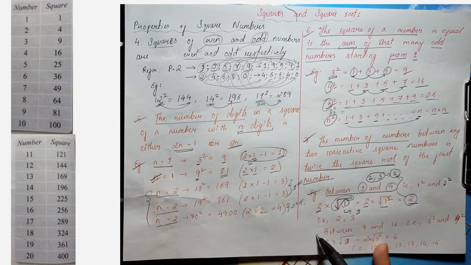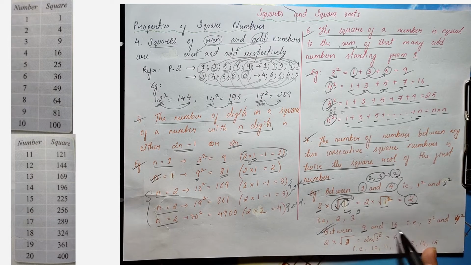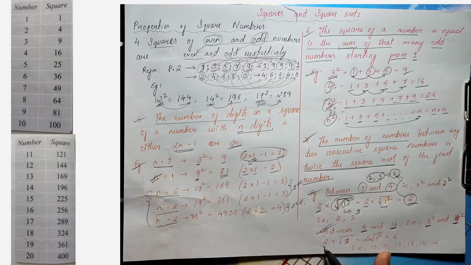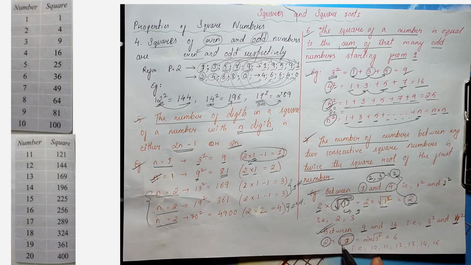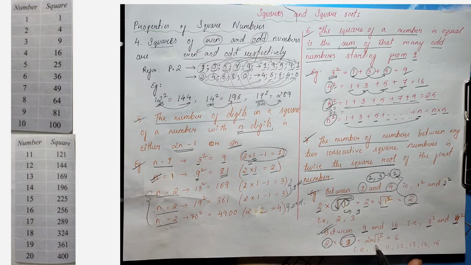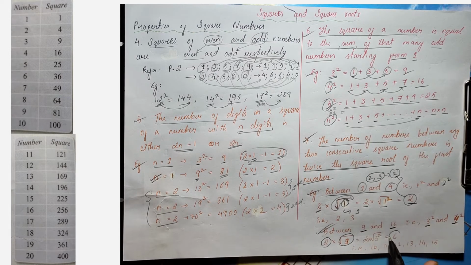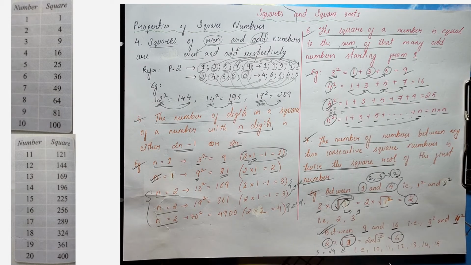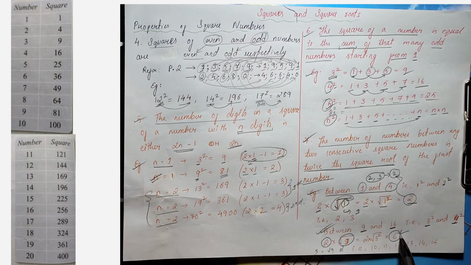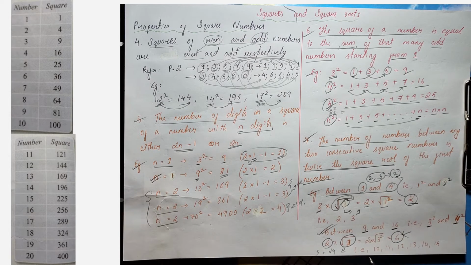Okay, let us understand this with another example. Let's say between 9 and 16, that is 3 square and 4 square. So the property says there will be twice the square root of the first number. Now again, the square root of 9 is 3. So 2 into 3 is 6. For now, just remember that the square root of 9 is equal to 3. So there should be 6 numbers. Let's count. Between 9 and 16 there is 10, 11, 12, 13, 14, 15. So 1, 2, 3, 4, 5, 6.